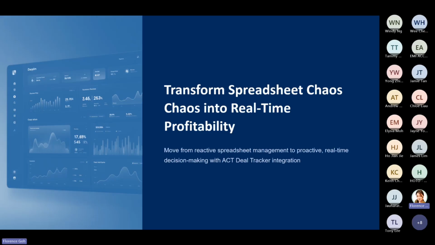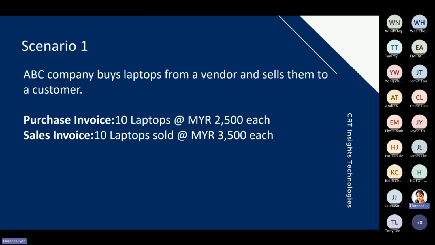Let me share two scenarios with you. Let's walk through a simple scenario to understand how deal profitability is calculated. ABC company buys 10 laptops from a vendor at 2,500 each, totaling about 25,000. They then sell the same laptops to a customer at 3,500, generating 35,000 in revenue.